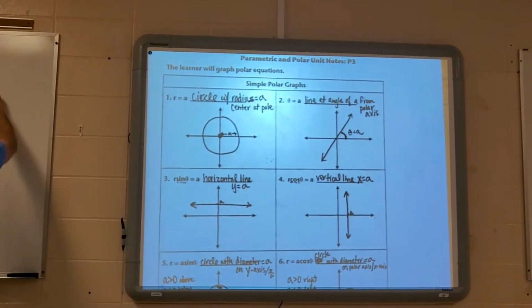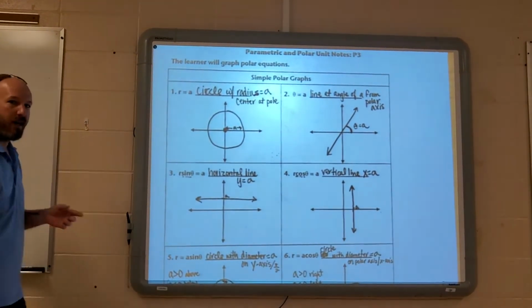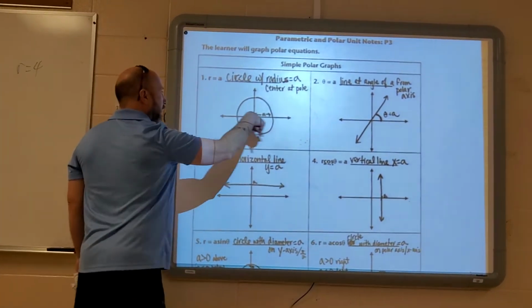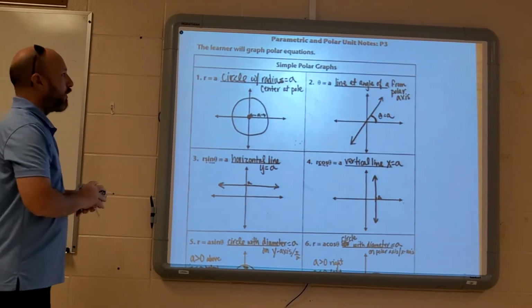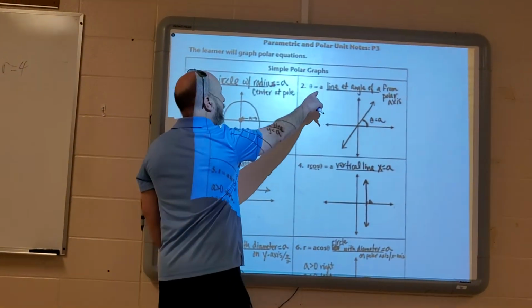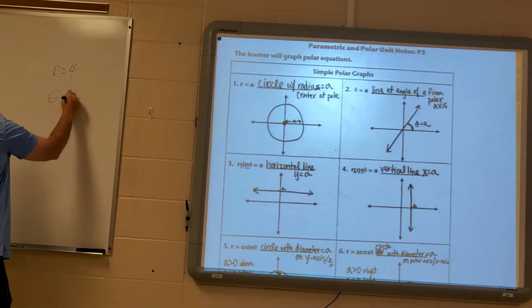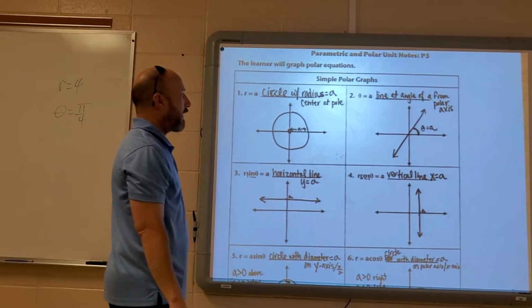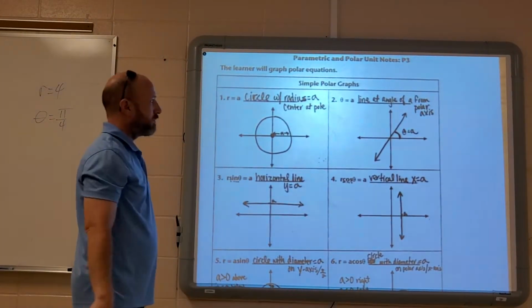So like say r equals 4. That's the equation of a circle with a radius of 4, and that would be like this, okay? So if you have an equation, theta equals some number, like theta equals pi over 4, okay? That's just going to be a line at pi over 4, okay?